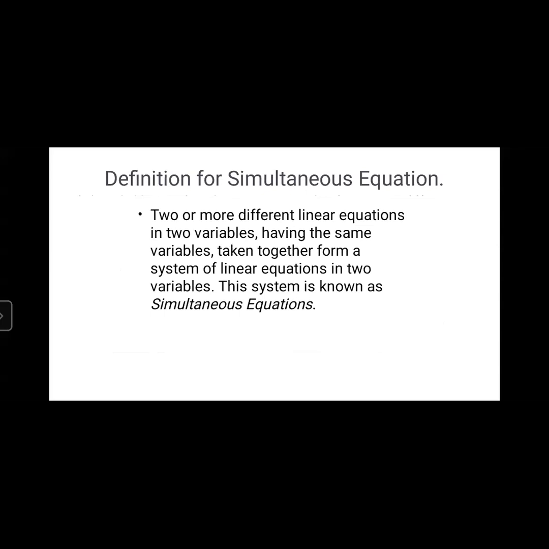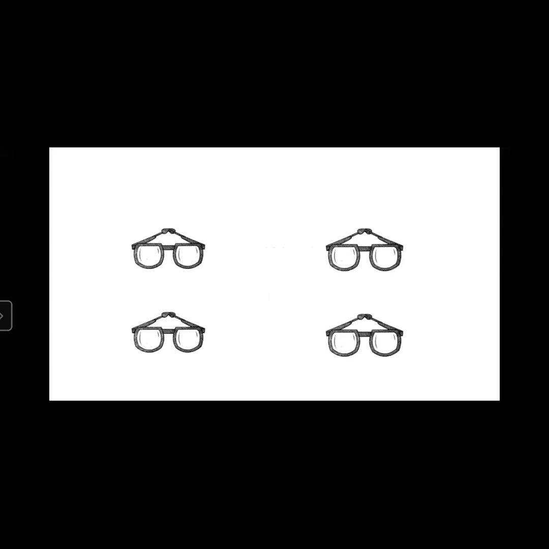So what is the definition of simultaneous equations? Two or more different linear equations in two variables having the same variables, taken together, form a system of linear equations in two variables. The system is known as simultaneous equations. When we consider at the same time two linear equations in two variables, those equations are called simultaneous equations. For example, x plus y equal to 4, 2x minus 5y equal to 1. These are some of the examples.